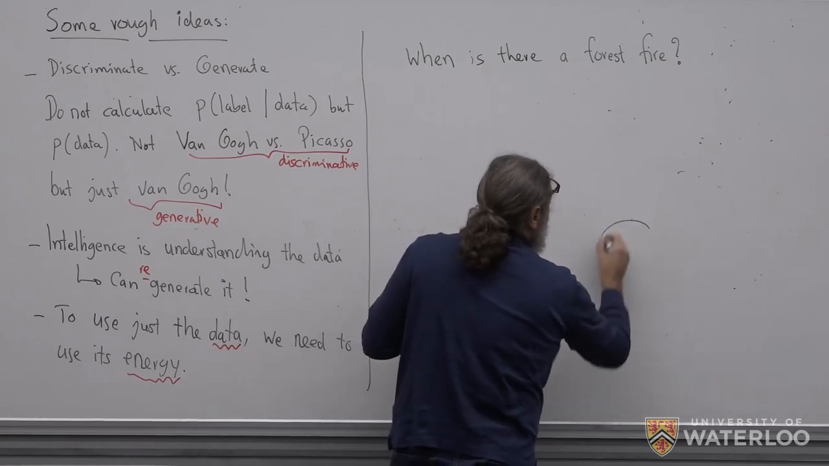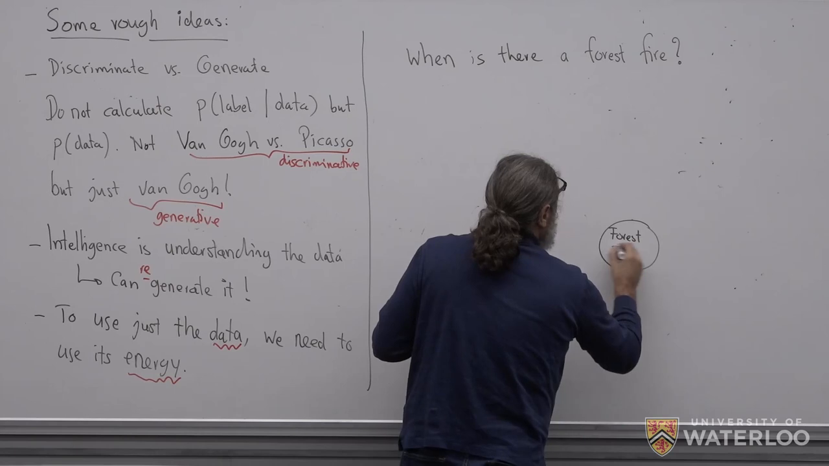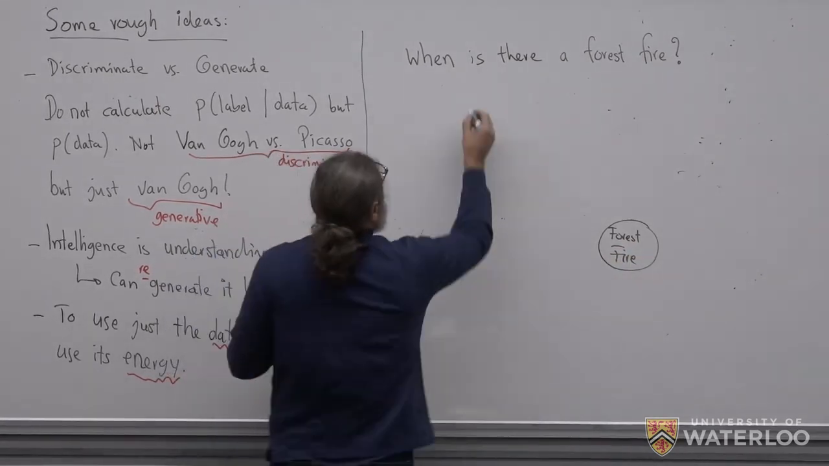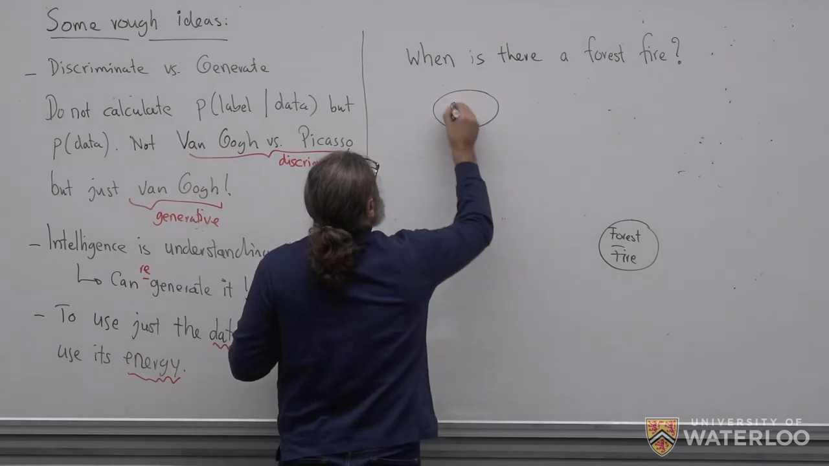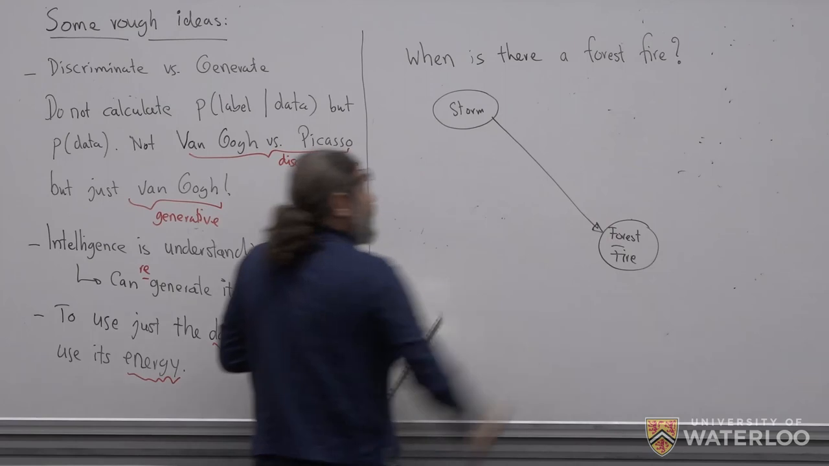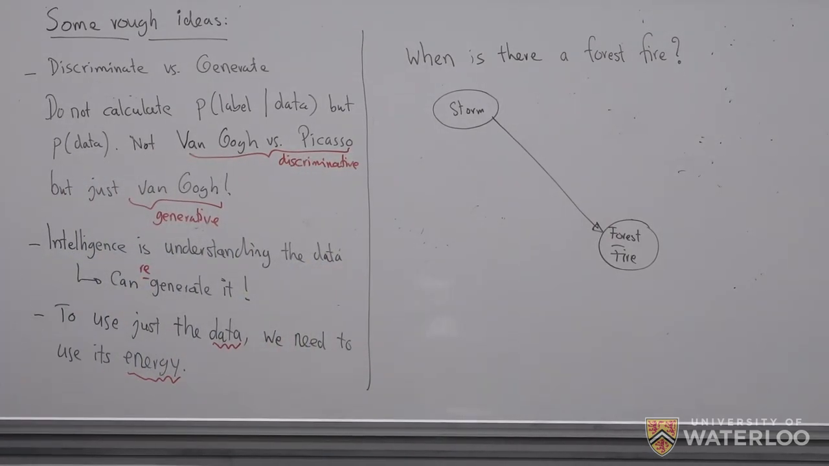So basically, you have a forest fire, and the question is, what does cause a forest fire? So sometimes you have a storm and you get forest fire. So that's the observation. You get the storm, then there is forest fire.